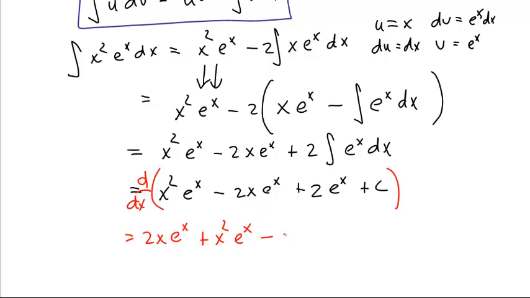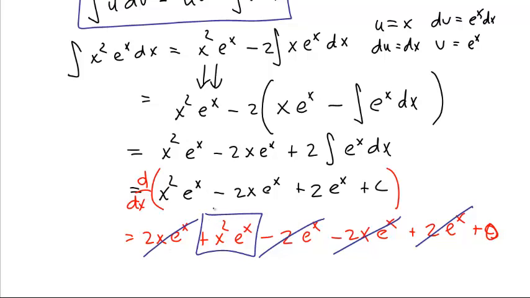Here, the derivative of 2x is just 2, e to the x left alone, minus 2x left alone, times the derivative of the e to the x, plus the derivative of 2e to the x is 2e to the x, and the derivative of c is 0. And when you cancel out, when you write in red, what have we got? 2e to the x cancels with 2e to the x, minus 2x e to the x cancels with this. We are left with x squared e to the x, which is what we wanted.